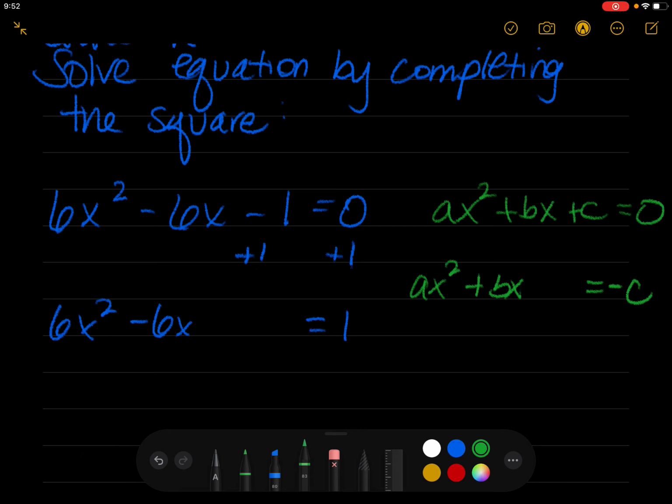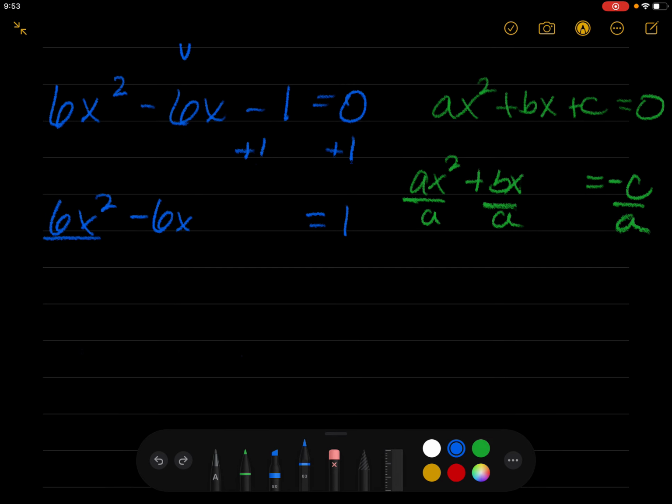My next step, and this step only needs to happen if the leading coefficient, or our a with our x squared, is not equal to 1, is to divide all terms by a in order to make our coefficient on our x squared term 1. As our coefficient is 6, we will divide all 3 terms by 6, which will give me x squared minus x equal to 1/6 on the right.